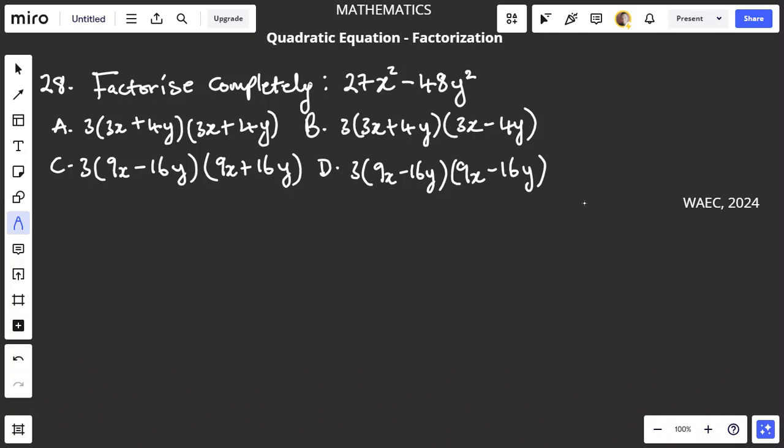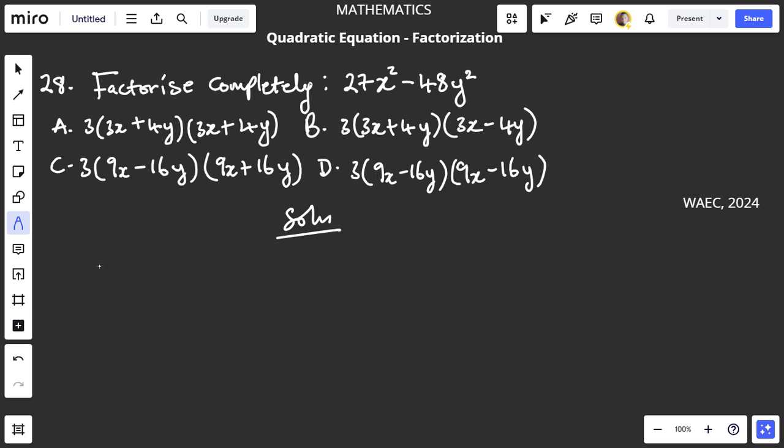WAEC 2024, let's take question number 28 under the topic quadratic equation, factorization. That's factorization of quadratic equation. So here it says factorize completely 27x squared minus 48y squared. So let's quickly do that.